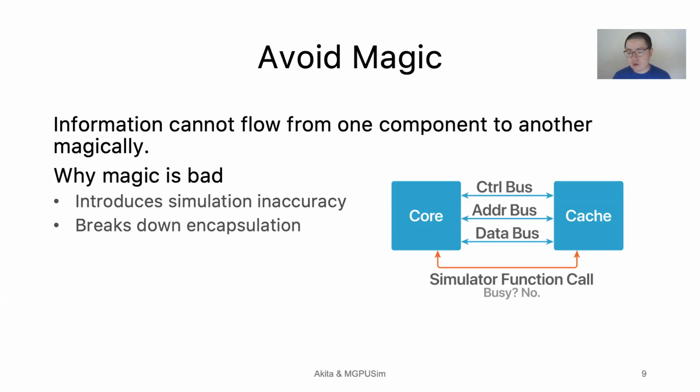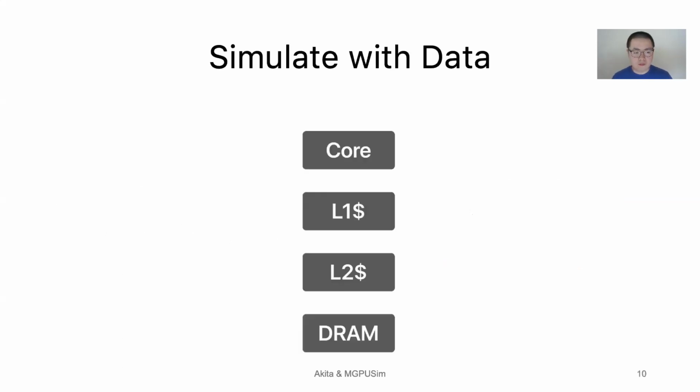So what if we want to replace this cache with a main memory module? What if this main memory module does not implement this isBusy function? Then we cannot really replace this cache with that DRAM, with that memory controller. So in this case, we're breaking down this carefully designed encapsulation, so that we prevent ourselves from replacing one component with another.